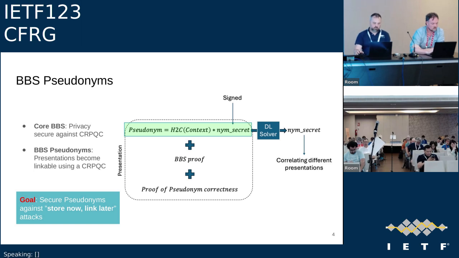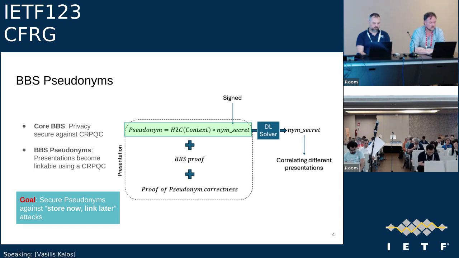Now, the problem here is that this compromises a privacy property that the other documents have. Presentations created by the core BBS scheme are information-theoretic zero knowledge. It means that even with a post-quantum computer, you will not be able to break the anonymity and privacy guarantees of a BBS proof, even though the scheme itself will not be secure. So this safeguards against store now and link later kinds of attacks.